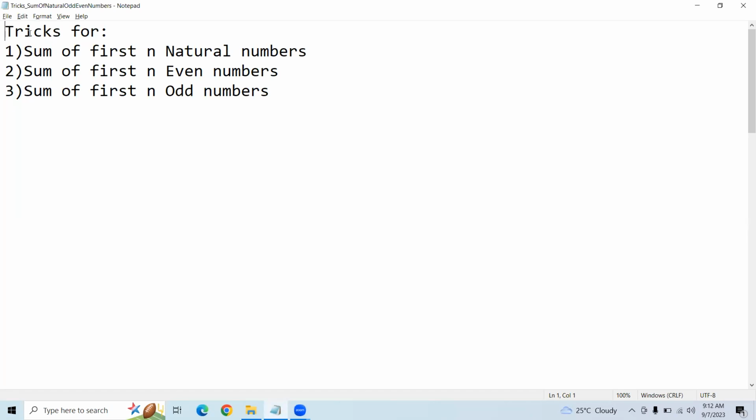Today we are going to learn tricks for finding the sum of natural numbers, even numbers or odd numbers. You would have seen a lot of times the question asked like that in the exam. Find out the sum of first 100 natural numbers. Do you think it is practically possible to add 1 plus 2 plus 3 till 100 and get the answer? Definitely not, because it will take a lot of time and you'll not be able to solve the other questions if you just start with that question.